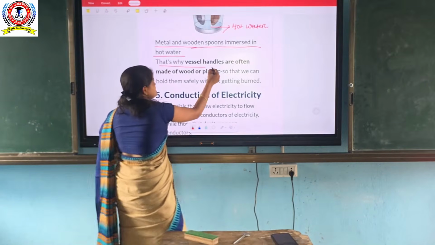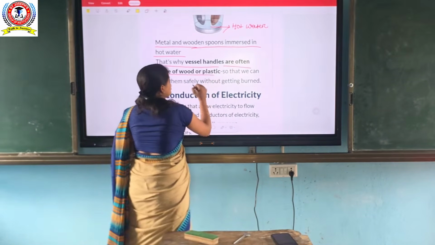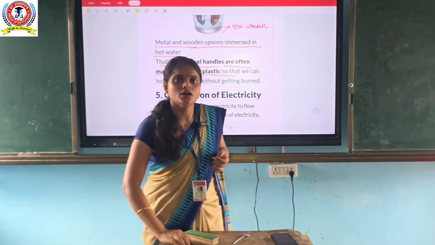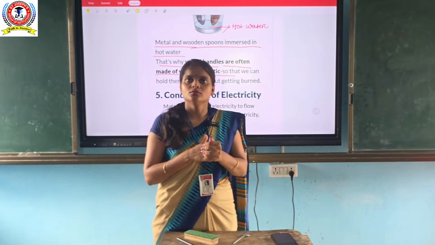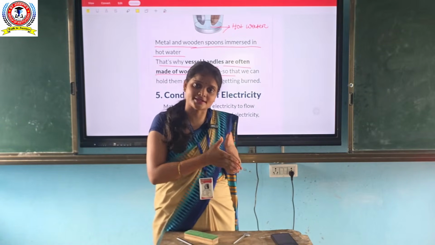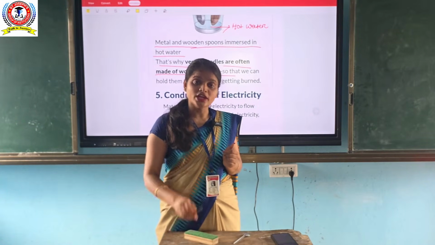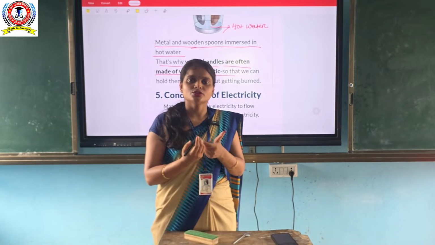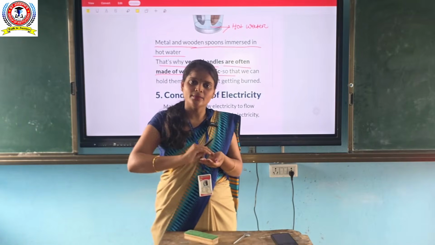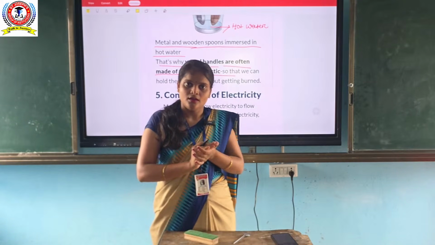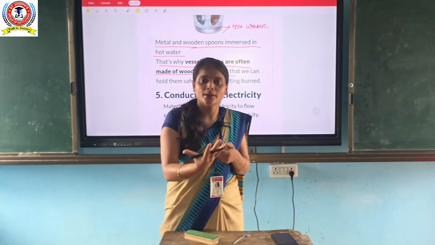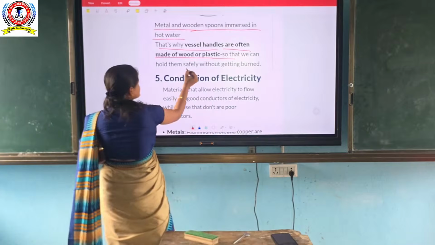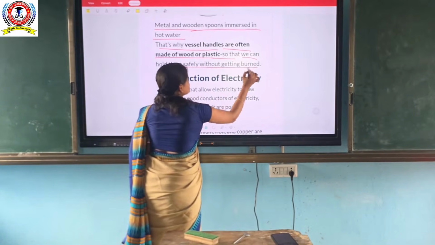That is why vessel handles are often made of wood or plastic, so they can be easily carried. We can't suddenly hold a metal object when it becomes hot. So in your cooking vessels, just note that an insulator is coated. In the cooking vessels your mom cooks with, an insulator is fitted on the handle, and the part where we cook should be made of metal. Okay, so that we can hold them safely without getting burned.